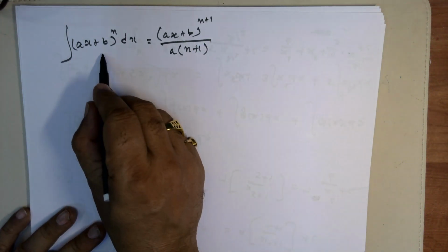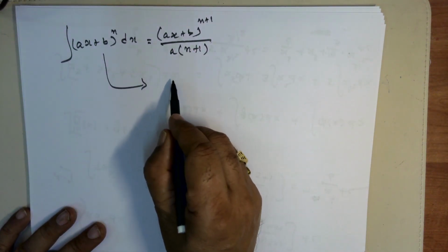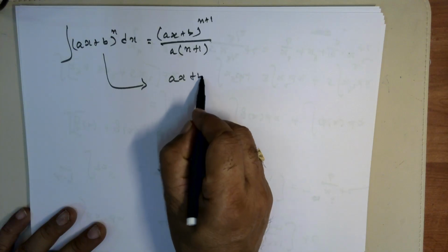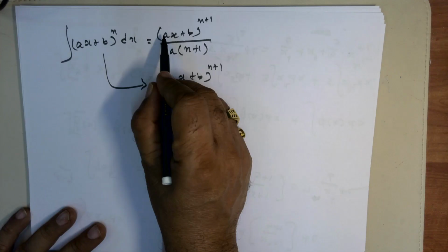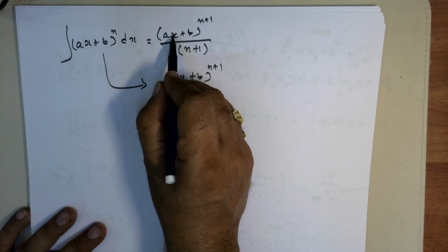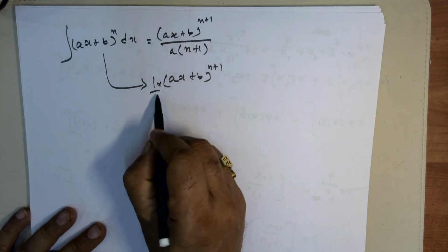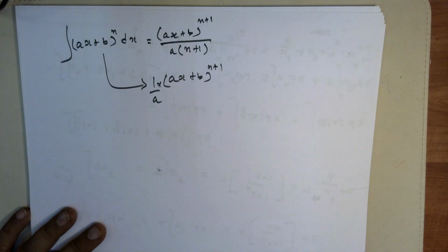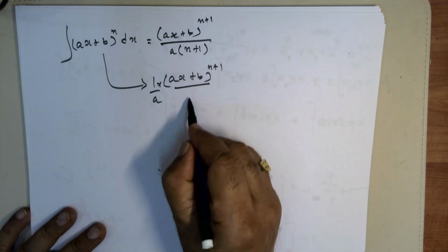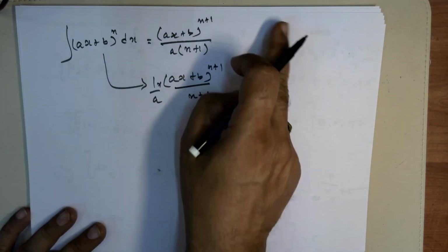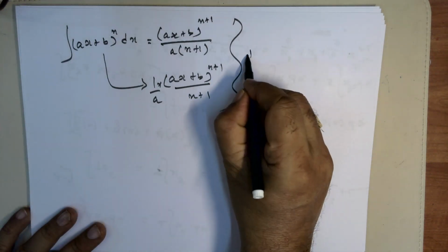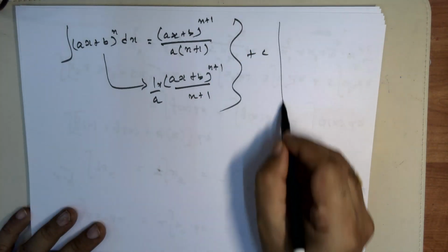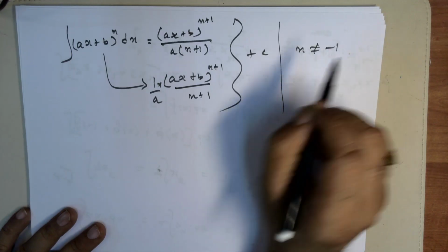I'll explain. Usually we will put ax plus b whole power n plus 1, and whatever constant is associated with this x should be reciprocated here as a. Then, as usual, n plus 1 is dropped as the divisor. Is it clear? So this is the formula you must note down, plus c, integral constant. And here also n is not equal to minus 1.